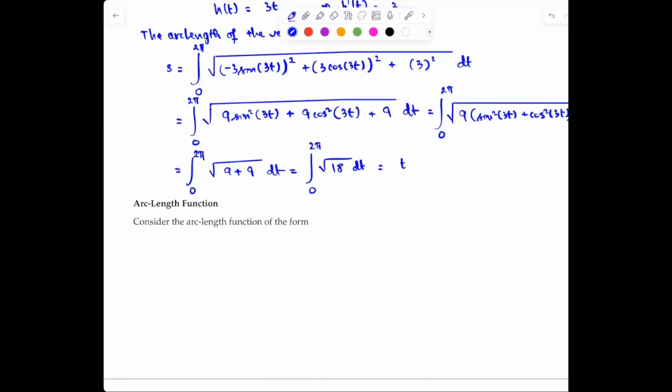Or this is t times square root of 18 evaluated at 0 and 2 pi. Or you have 2 pi times square root of 18. Or this is going to be 6 pi times square root of 2. Right, so 18 is 9 times 2, square root of 9 is 3, 3 times 2 is 6.